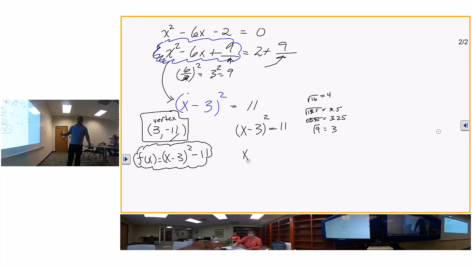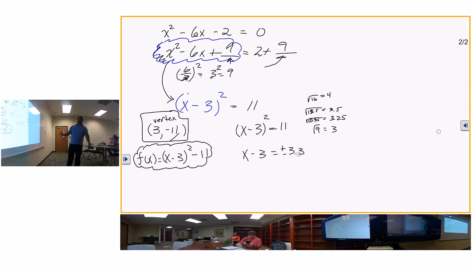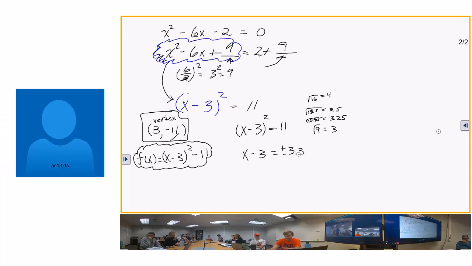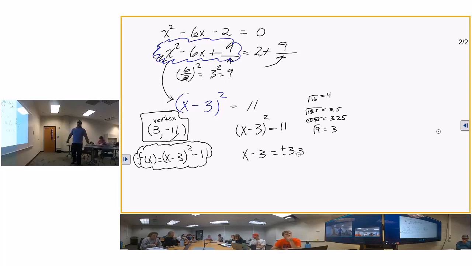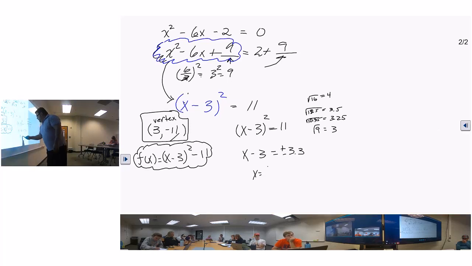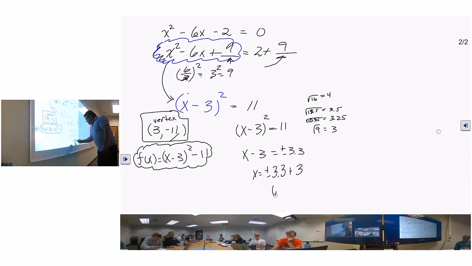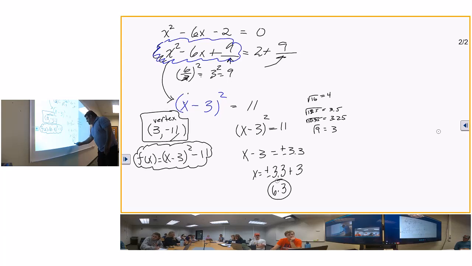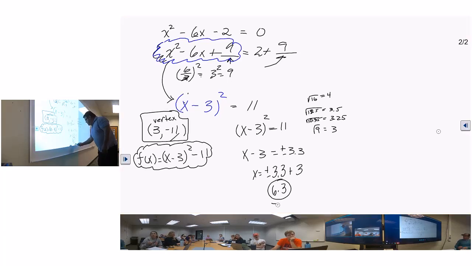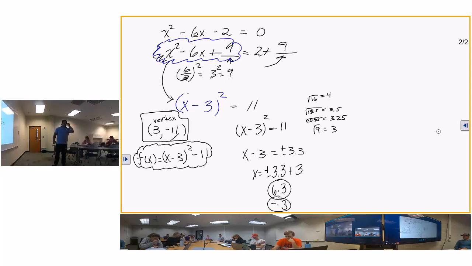Some of you calculator drill team people, tell me what the square root of 11 is. I say it's around 3.3. 3.317. It's a miracle. I was able to find that without a calculator. X is equal to positive or negative 3.3 plus 3: 6.3, and negative 0.3. Somebody check my math there. Now I want you to sketch out the graph. Sketch it out.